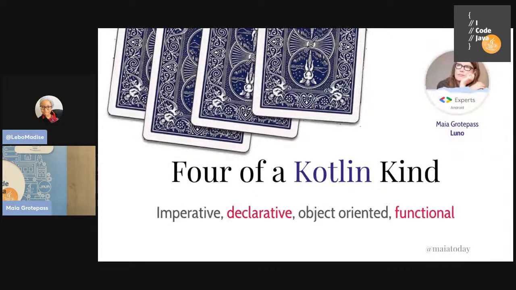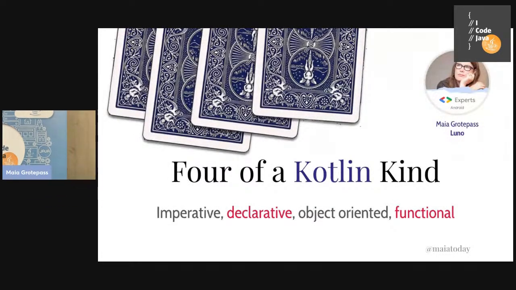So this time it's going to be quicker, right? So Forever Kotlin Plan is the title of the talk. It's about imperative, declarative, object-oriented, and functional. Those are the main topics. Who am I? Maia Grotepass from Luno.